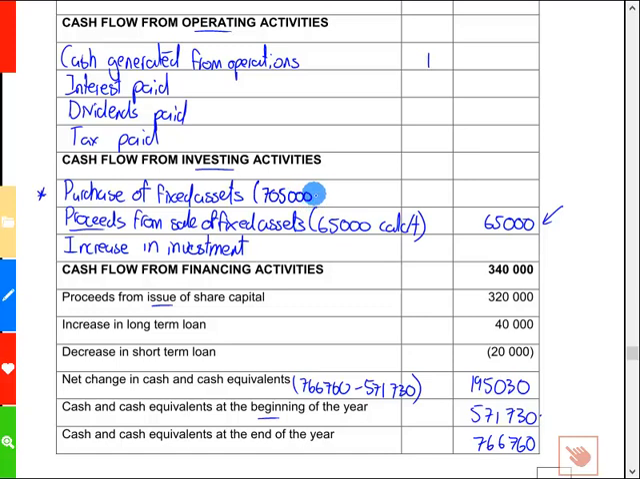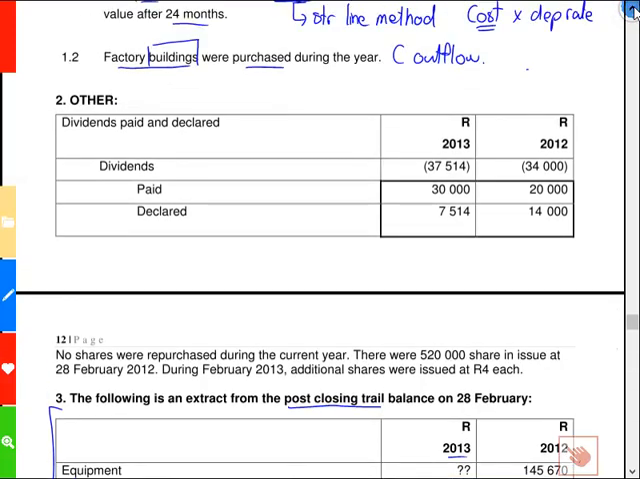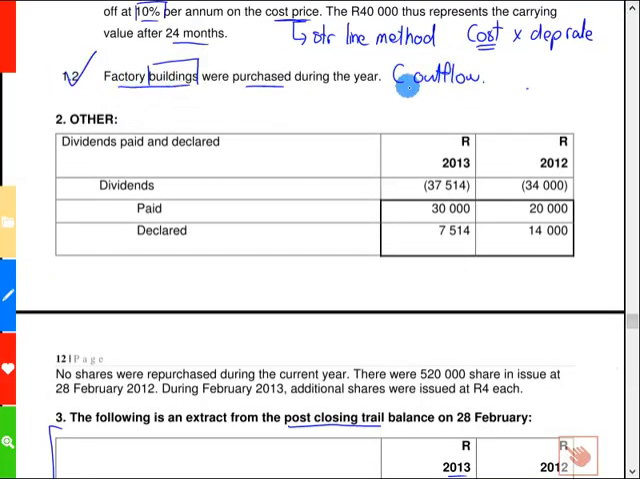705,000 minus 470,000. And that's going to give me 235,000 Rand. Is that an inflow or an outflow? Yes, it's an outflow. So we put that in brackets. Right, so now we've dealt with the land and buildings. And we've dealt with the 1.2 and this outflow, so that's done.